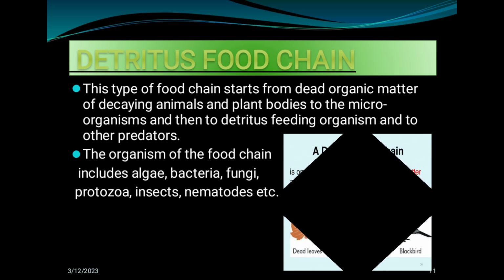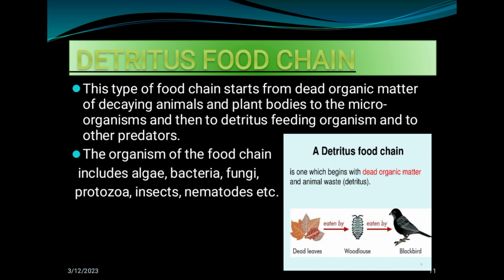Next, detritus food chain. This type of food chain starts from dead organic matter of decaying animal and plant bodies to the macroorganisms and then to detritus feeding organisms and to other predators. The organisms of this food chain include algae, bacteria, fungi, protozoa, insects, nematodes, etc.